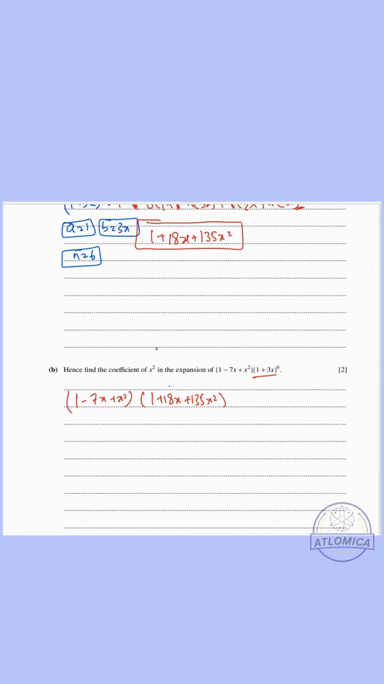If you multiply the constant term with the x squared term, you will get a coefficient of x squared. So it would be 135x squared, right? Then if you multiply the x term with the x term, you will get the x squared term, which would be minus 7 times 18, negative 126x squared. Then x squared times 1, that would be simply plus 1x squared. So it would be 135 minus 126 plus 1, which comes out to be 10x squared. So the coefficient of x squared is actually 10.